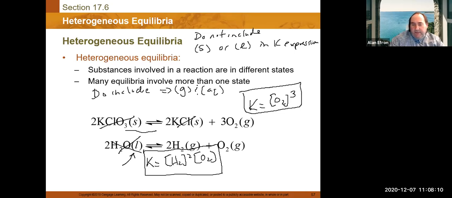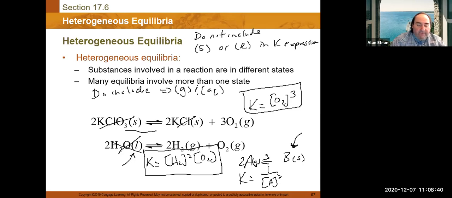Another kind of interesting thing that sometimes happens is potentially possible. You could have, say, something like 2A gas goes to, say, B solid. And if you needed to write the equilibrium expression for something like this, K would be 1 over A squared. So if you happen to end up with everything on the product side that's solid or liquid, you would just go 1 over the reactants for your K value, and that's how you would write it. Question on that one.